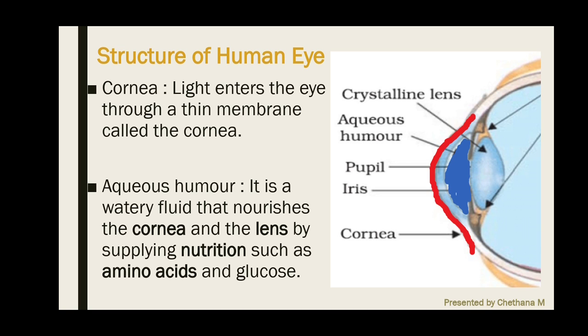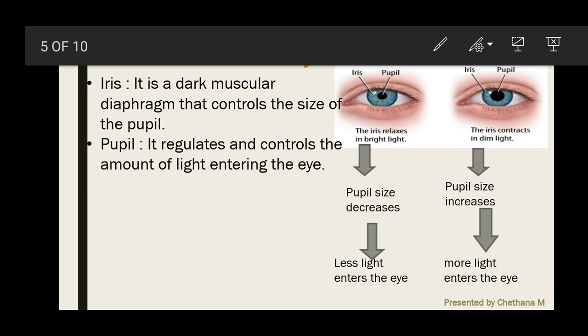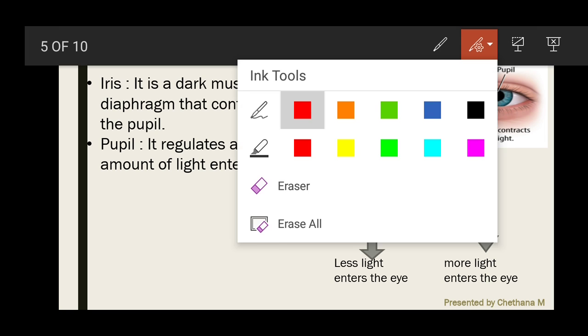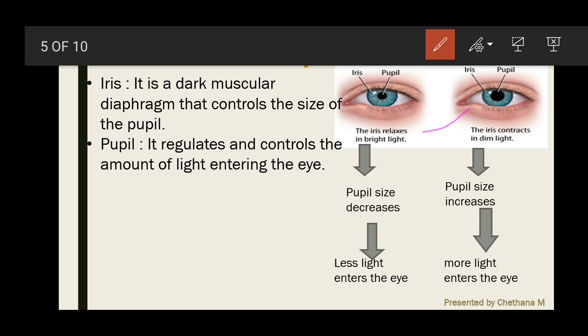This part is called the aqueous humor. It is a watery fluid that supplies nutrition such as amino acids and glucose to nourish the cornea and the lens. This part is called the iris, and in between that there is a small hole-like structure. It is called the pupil. This is the front view of the human eye. So here it is easy for you to recognize the iris and pupil.